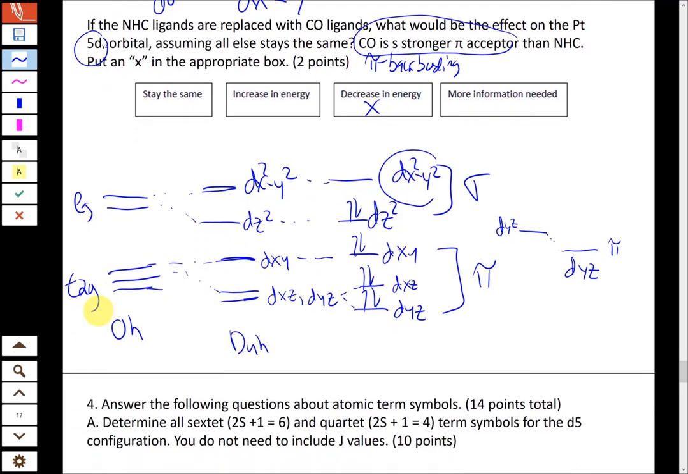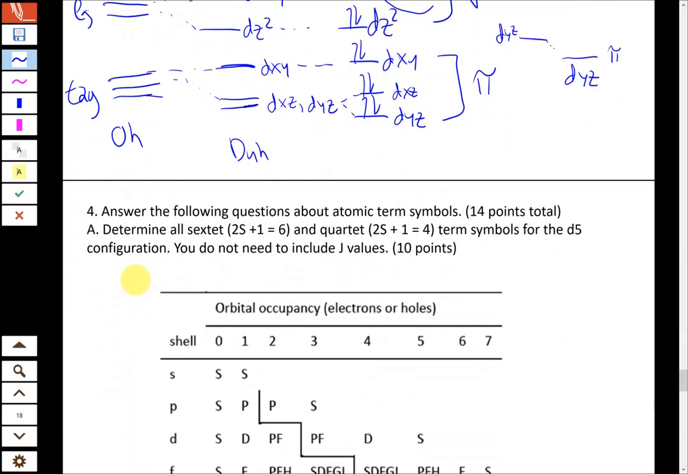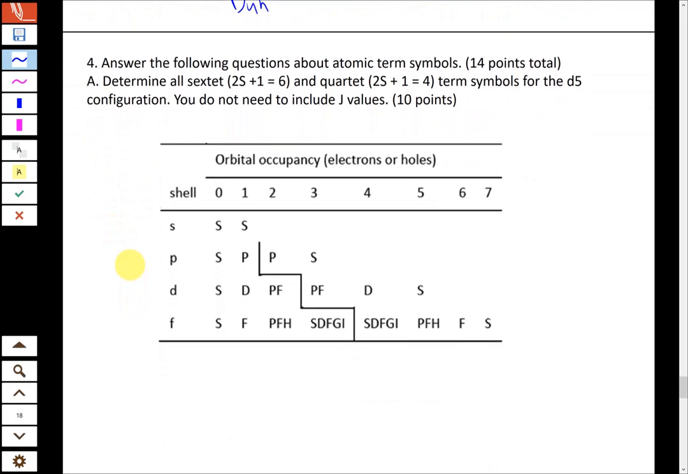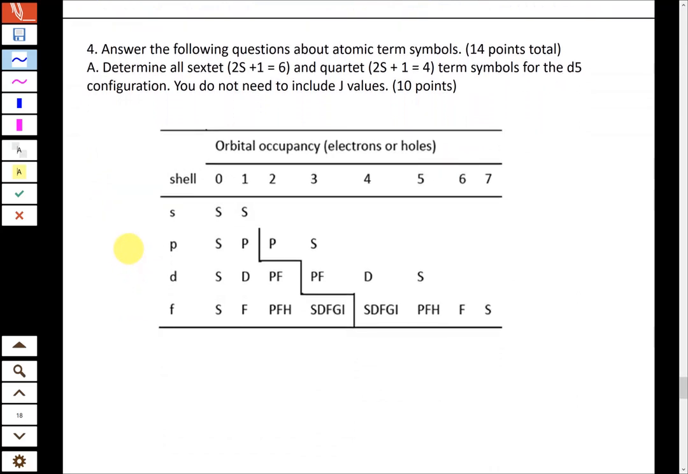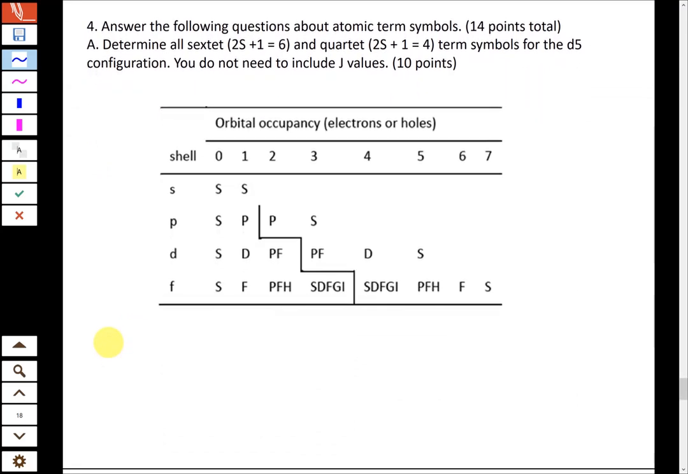All right, so that question was a bit of a bear. I admit that one was tough, so that was kind of the one that separated people out in terms of their scores. The next question is more straightforward. So this one deals with term symbols. So we have a d5 configuration here. It should be superscripted, but it's a d5 configuration.